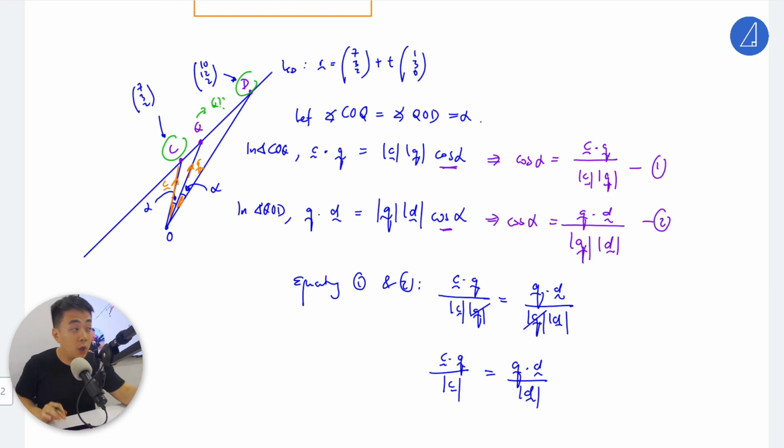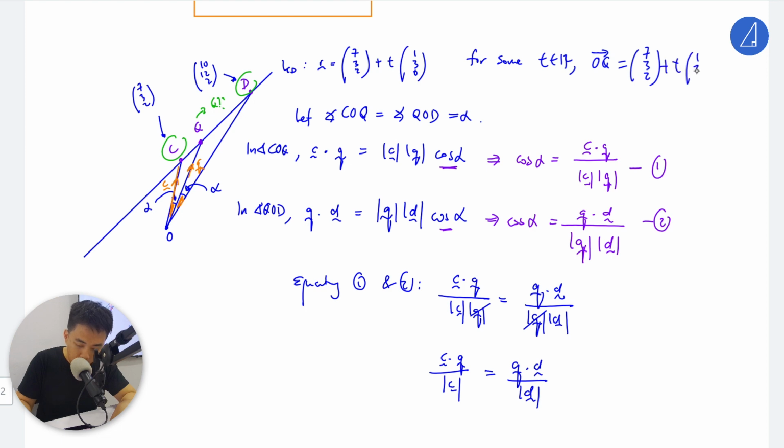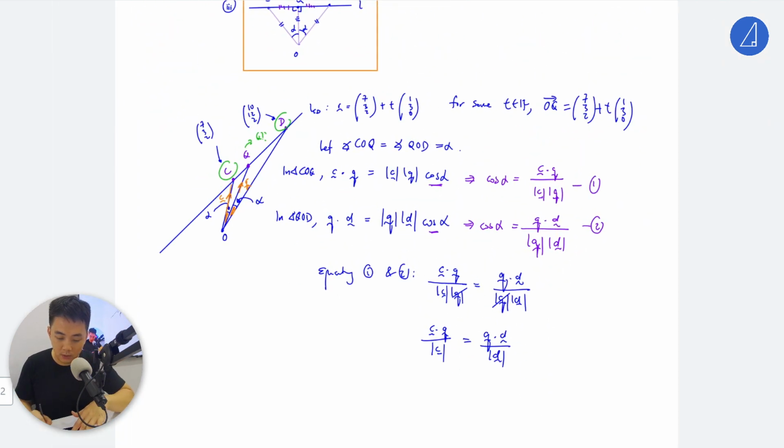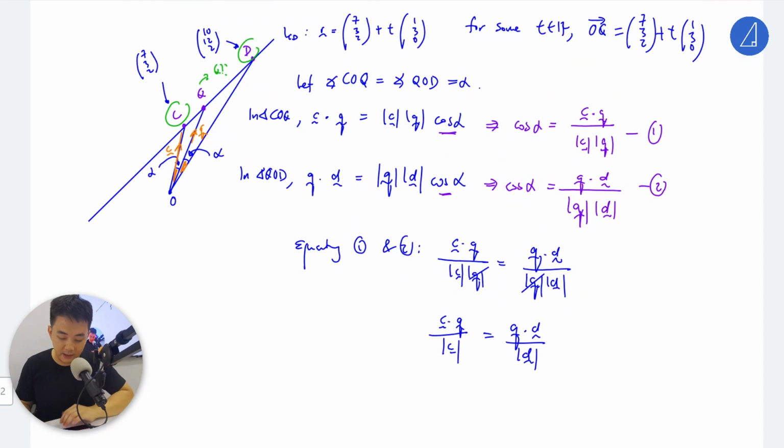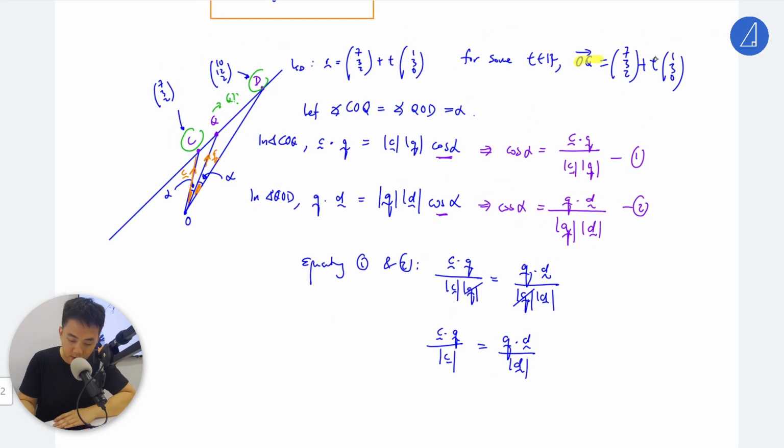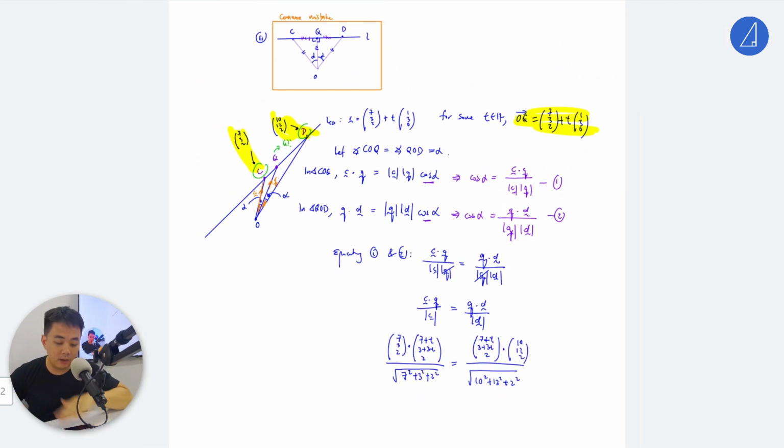It's the same concept. If Q is on the line CD, then for some real value lambda, you know that OQ will take the line equation. Then you use that to try. So now I'm just going to put everything in: my Q, which is this one, my C, which is this one, my D, which is this one. Sub everything inside. Anyone want to ask any question?